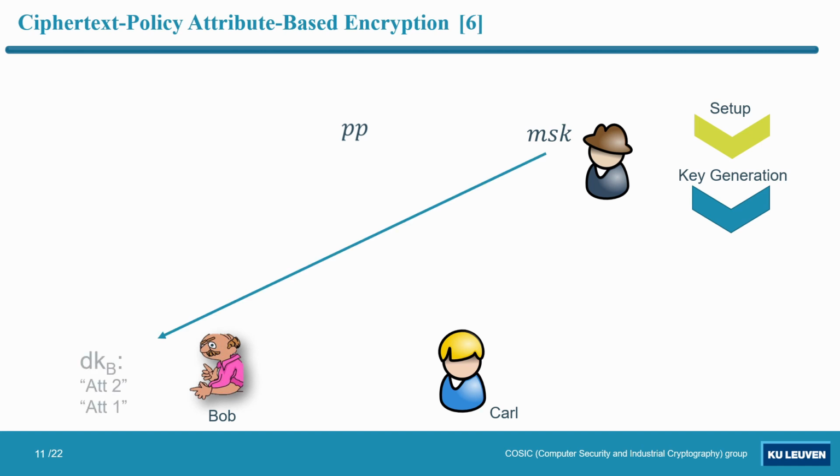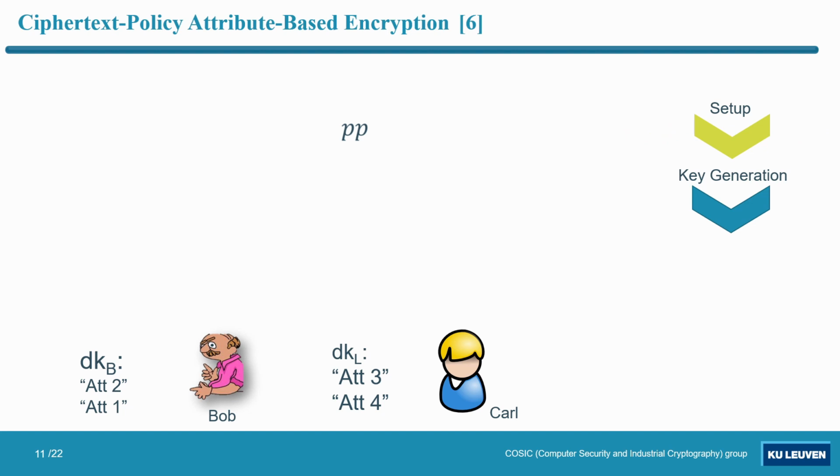In the key generation phase, based on the attributes of the users in the network, the key generator center, by taking the attributes of the users and the master secret key, generates the decryption keys for Bob and Carol in this example.